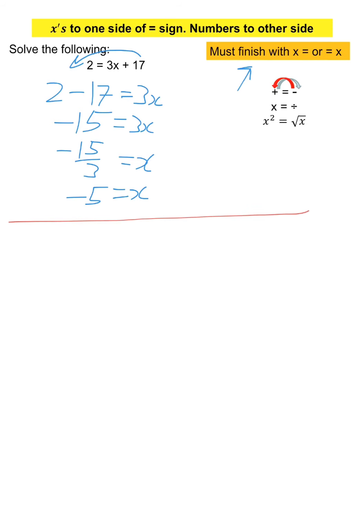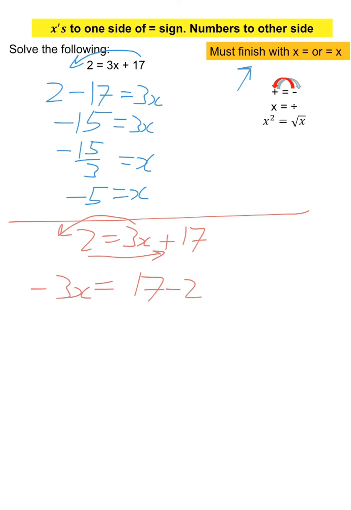So one other way I could have done it. So write the question again. So 2 equals 3x plus 17. I could have brought the 3x over here and then the 2 over there. So I'll have minus 3x equals 17 minus 2. So minus 3x is equal to 15. Then I'll have minus x equals 15 divided by 3, minus x is equal to 5.